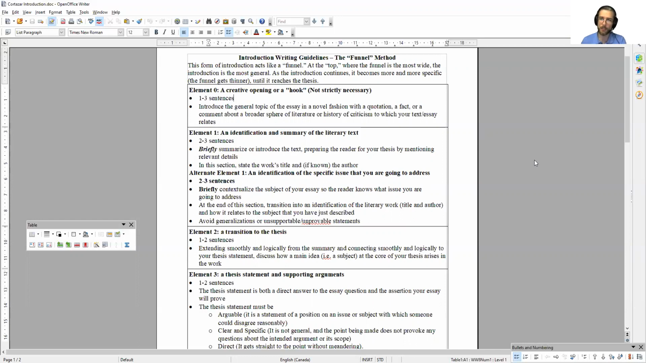The alternate element 1, the alternate version of the next couple of sentences in your introduction, consists of a brief contextualization of your essay so that your reader knows what you're going to talk about. So introduce the subject or the issue that you're going to be arguing about, basically. In this section, and throughout the entire essay, it is highly important that you avoid generalizations.